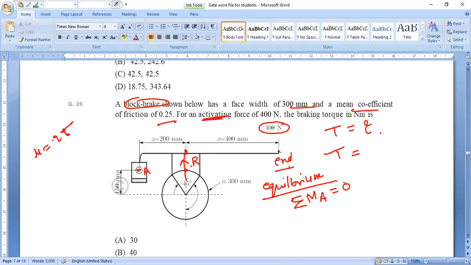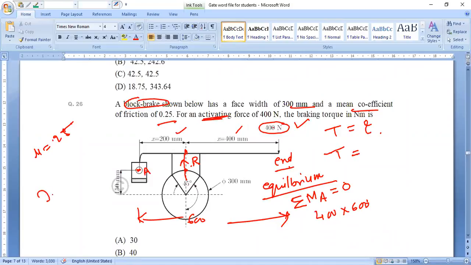So let me take moment. 400 is downward, so 400 into distance. How much is the distance? 400 and 200, add both. So the total distance is 600. So the moment of this force is force into distance, 400 into 600. And it is a clockwise moment about this point A.